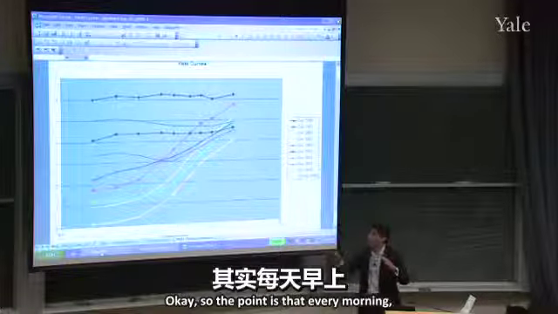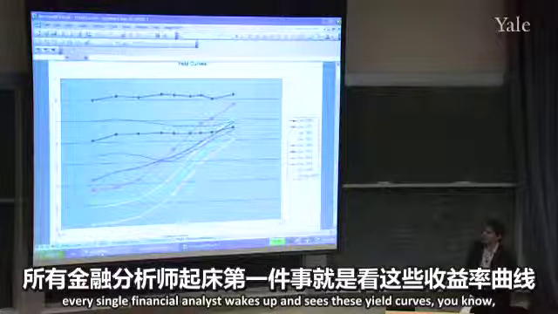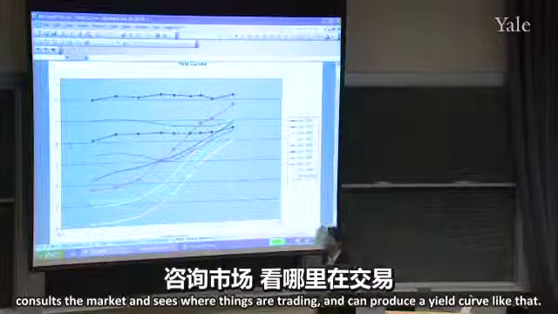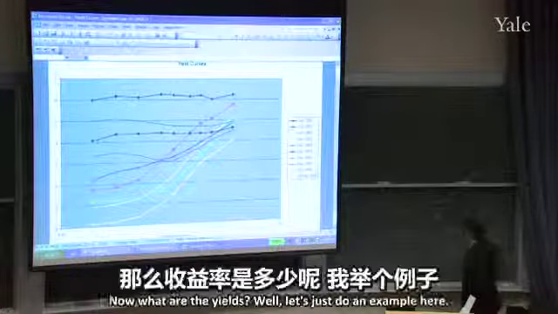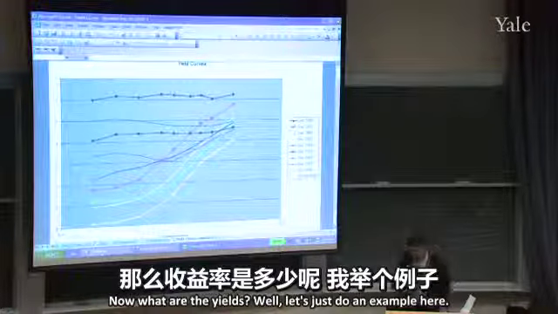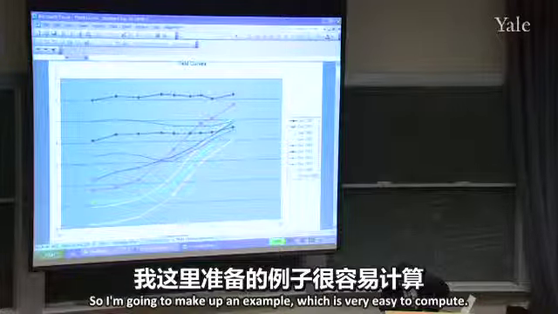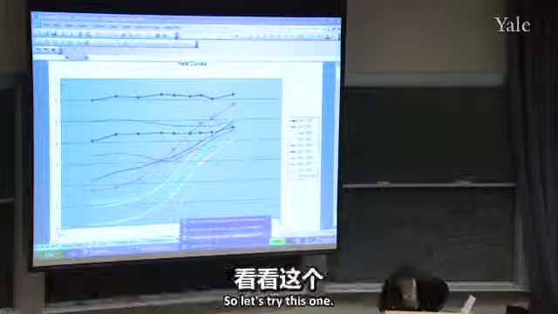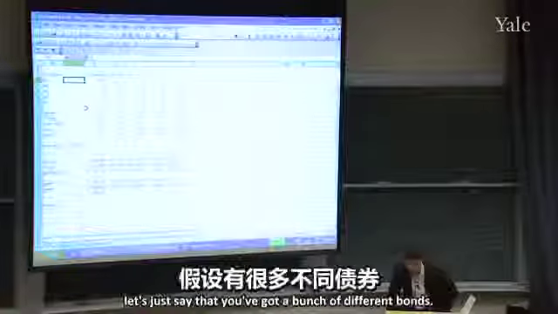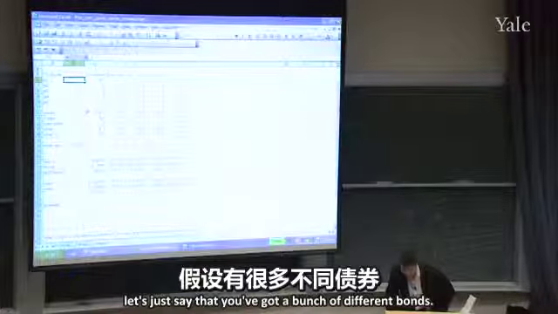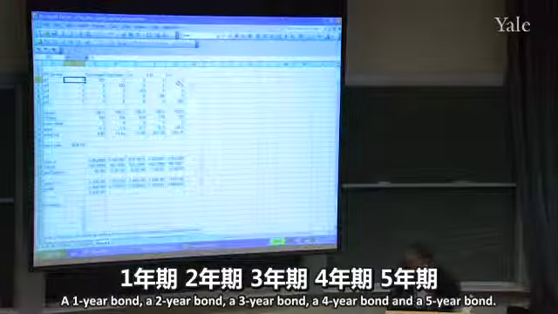Every single morning, every financial analyst wakes up and sees these yield curves, consults the market and sees where things are trading and can produce a yield curve like that. So you've got a bunch of yields. Now, what are the yields? Let's do an example. I'm going to make up an example which is very easy to compute. Suppose you've got a bunch of different bonds: a 1-year bond, a 2-year bond, a 3-year bond, a 4-year bond, and a 5-year bond.